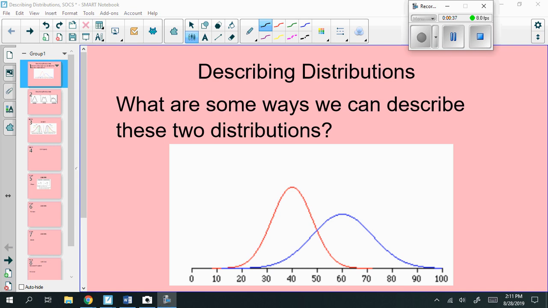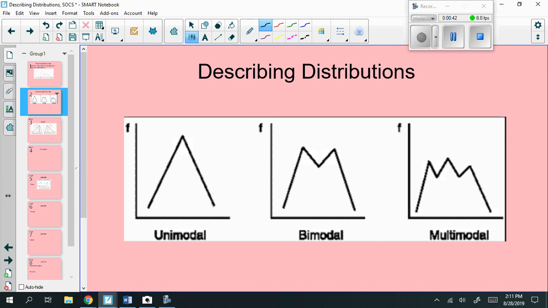Okay, so for us to remember describing distributions, we're going to use this nifty acronym, SOCS. Don't forget your socks, especially in the winter, you'll be cold. So the first thing that this means in SOCS is the shape. We don't deal a lot with modality in this course, but in future statistics courses, you'll hear about this.